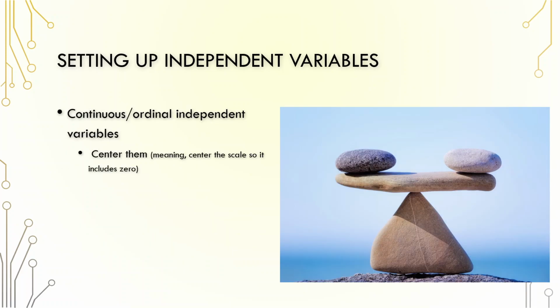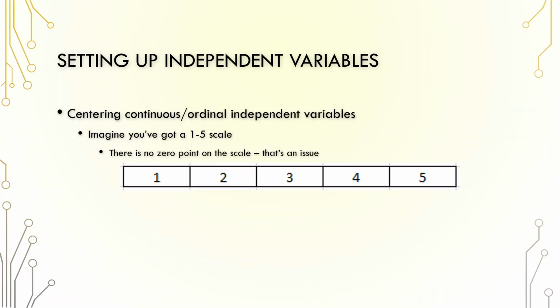So what do I mean then by a meaningful 0? With continuous and ordinal variables, that means we're going to do something called centering them. That means we're going to change the scale so that it includes a 0. Now, the first time I learned about this, I thought, that's weird. This feels like messing with the data. Like this almost feels inappropriate. I promise you it is not inappropriate. In fact, it's completely appropriate, something that we should do.